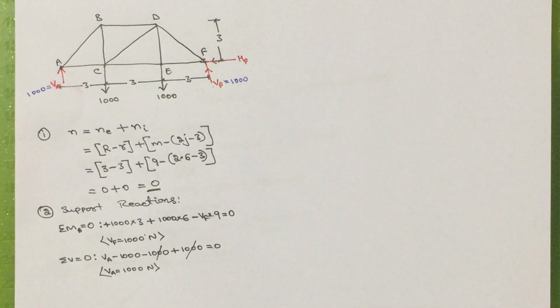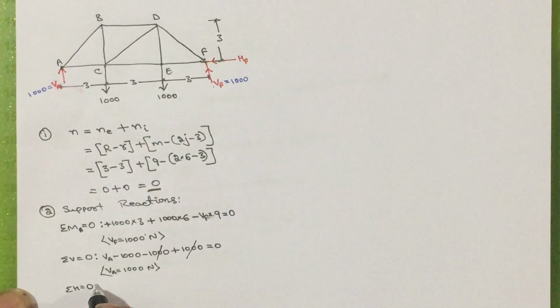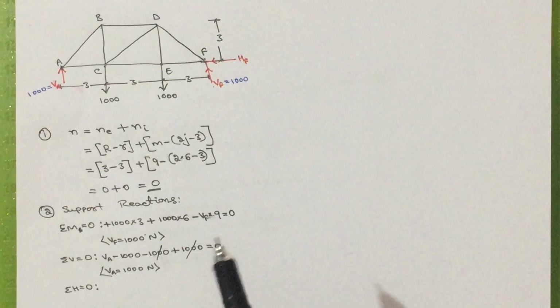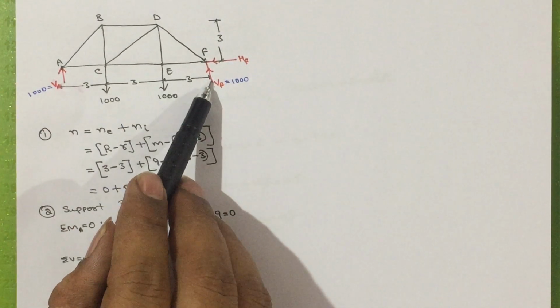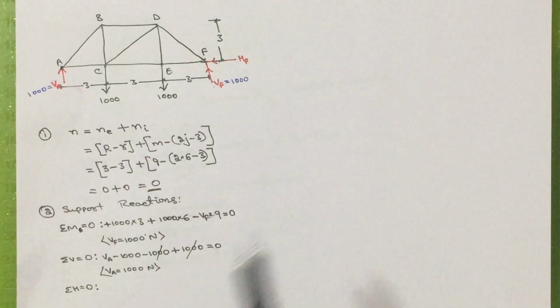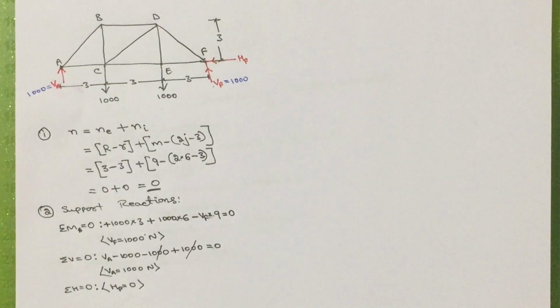Next, sigma H is equal to 0. Only the horizontal forces. Here it is vertical, vertical, vertical, vertical, so leave it. The horizontal one is HF. Here minus HF is equal to 0 or HF is equal to 0. So, update the value.